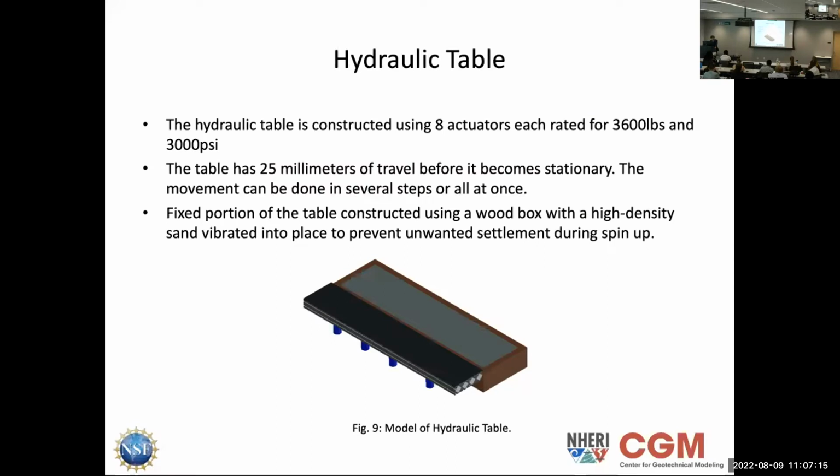So, talking a little bit more about this hydraulic table. These 8 actuators are each rated for 3,600 pounds and 3,000 psi, which might seem like a little bit of overkill, but our model weighs about 800 pounds of soil, and at 40 Gs, it's going to be 40 times that. So directly over the actuators, each actuator is going to be accounting for around 3,000 pounds of pressure at 40 Gs. The 25 millimeters of travel allows us to drop to our high density sandbox, which will eliminate the chance for differential settlement on the back half of the levee that we want to avoid. So we can settle the front half as much as we want. The back half isn't going anywhere if we don't want it to.